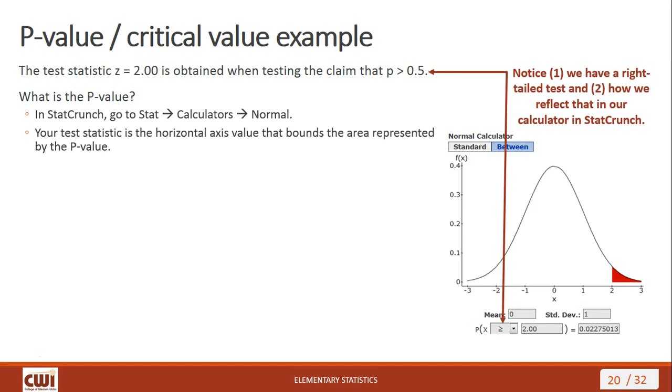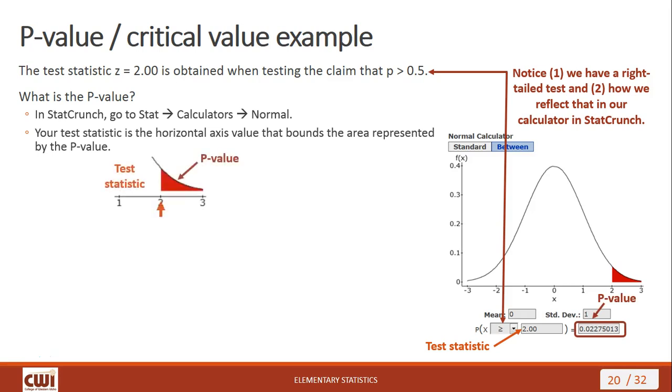Notice we have a right-tailed test. We use this to reflect this into our calculator in StatCrunch. Notice our test statistic goes on the left. The p-value then comes out on the right. So the area under the curve that is the p-value is bounded by the test statistic. Alternatively, we have a critical region that has an area equal to alpha, our significance level, and it's bounded by the critical value.